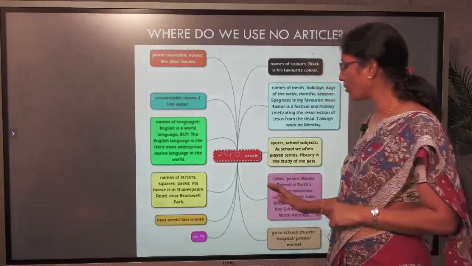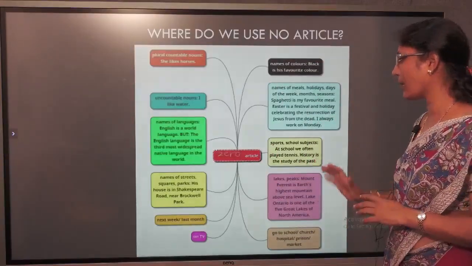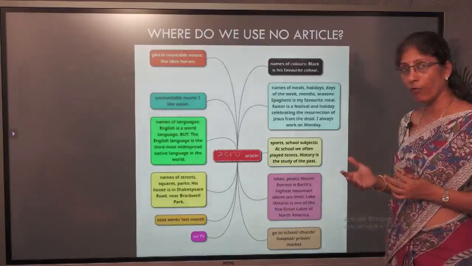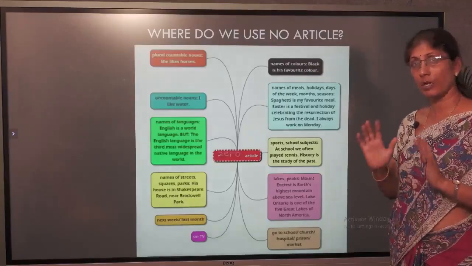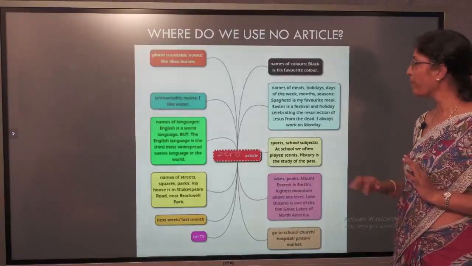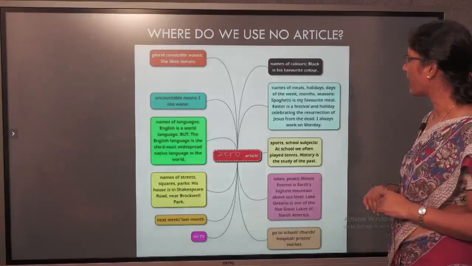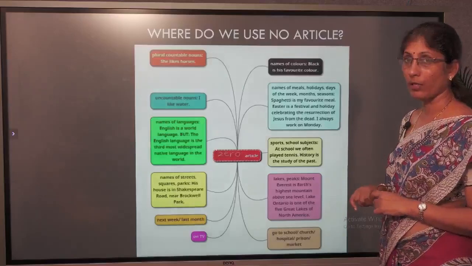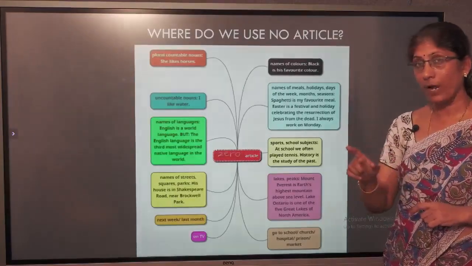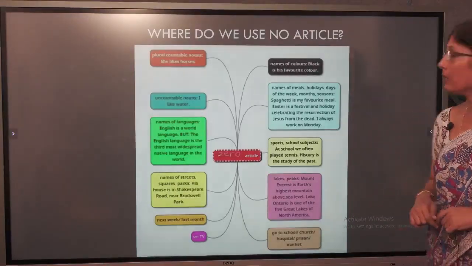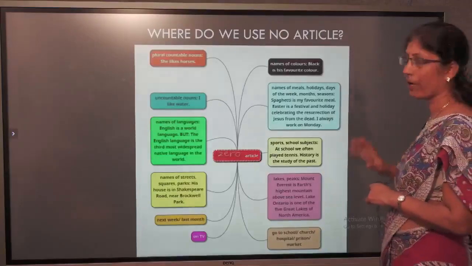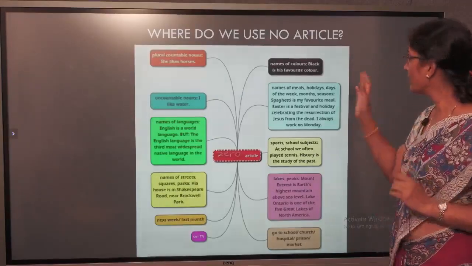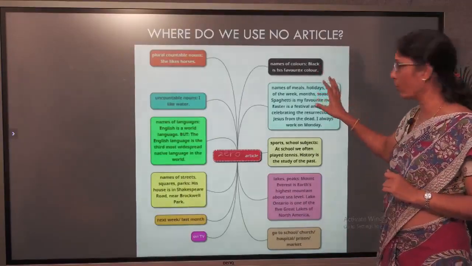Here, where not to use an article, zero article, this is also important. Because if we know when we should not use it, then it is very clear for us where to use it, okay. Then, names of colors, black is his favorite color, okay. For colors we don't use an article, the black or that. But when you say the black or the white, it represents the people, right? Because it's the name of a particular color which has some wavelength, right? So black is a particular color, that's why we don't use it.